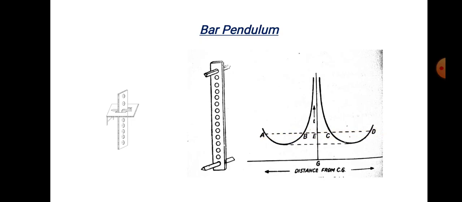The points A and C lie on the opposite sides of the center of gravity, at unequal distances. The distances from the center of gravity will be different.